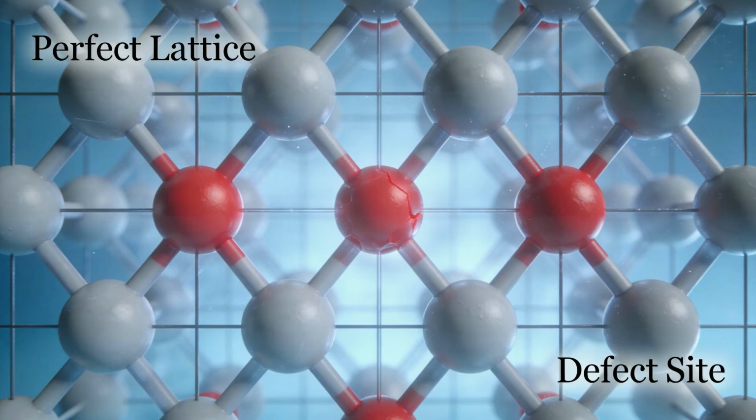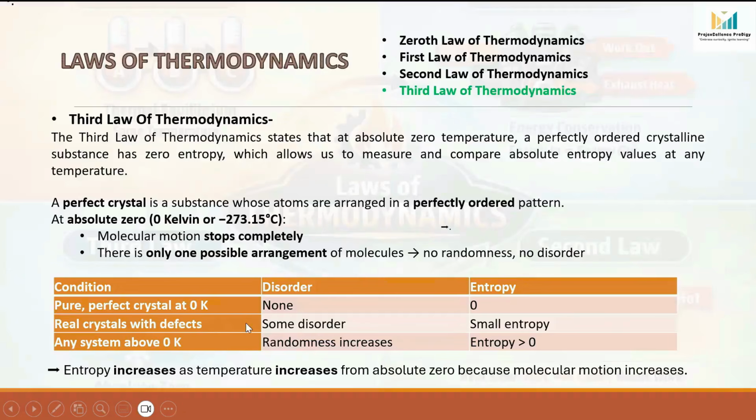In real materials, crystals are not perfectly ideal. They often contain some defects. So because of these imperfections, real materials may still have a very small amount of entropy, even at very low temperature. But the key idea remains the same. What is that? At 0 degree Kelvin or minus 273.15 degrees centigrade, entropy is minimum. And as temperature increases above 0 degree Kelvin, molecular motion increases, randomness increases, and therefore entropy increases.